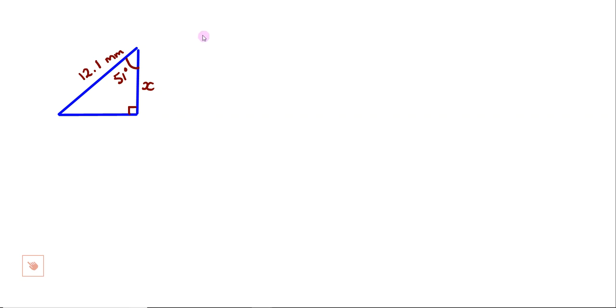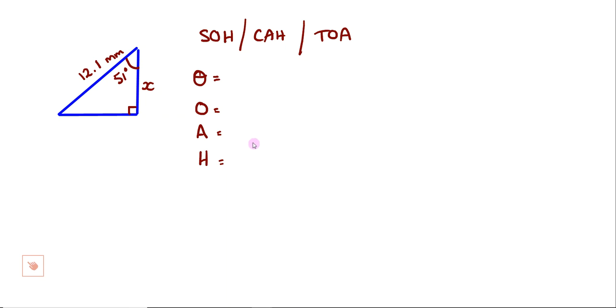All right. So trigonometry means we have to pick one of the ratios. So, SOHCAHTOA. I have to pick one. I'm going to write theta, opposite, adjacent, hypotenuse. I've got to identify which is which. So I've already told you that the hypotenuse is 12.1. Theta is the angle, so that's 51 degrees. Okay?